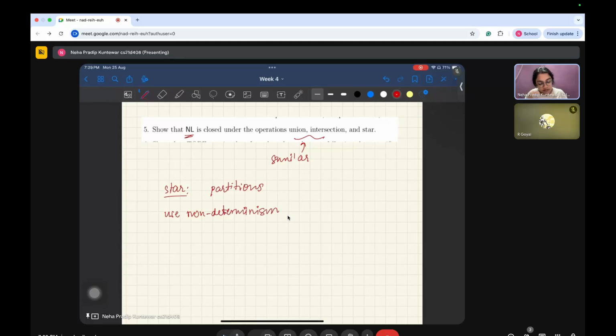So what we will do is we will guess the partition x1 to xk, and now that we have the partition, it's same as what we did for union. Check for each of them, and if all of them accept, then we're going to accept. So run the machine for union. Okay, not really union, it's intersection. Okay, so that was the key point. Good.